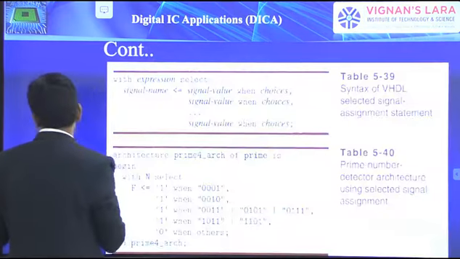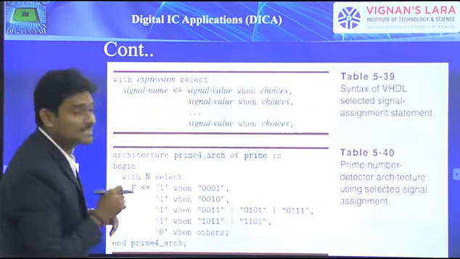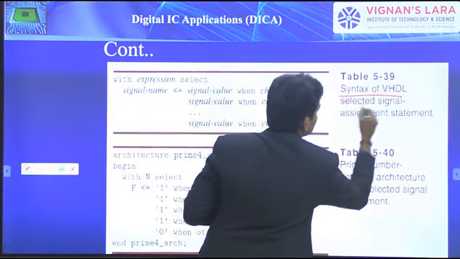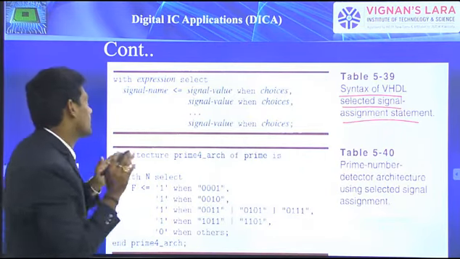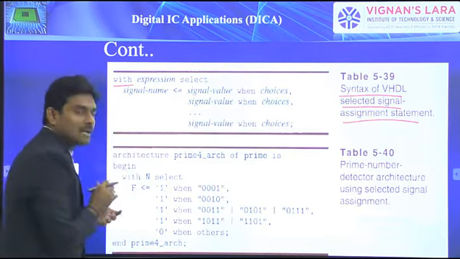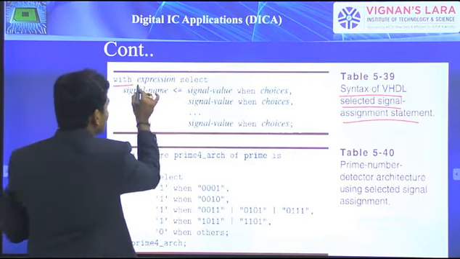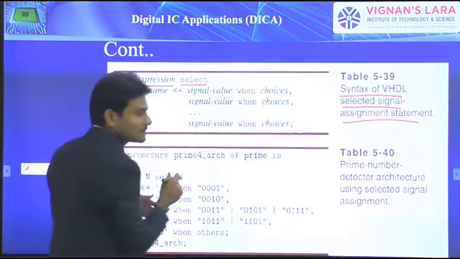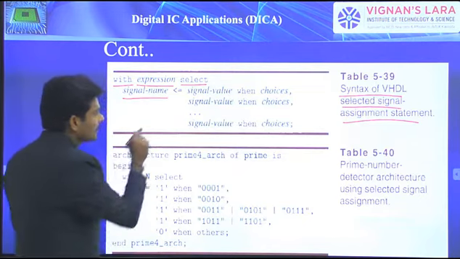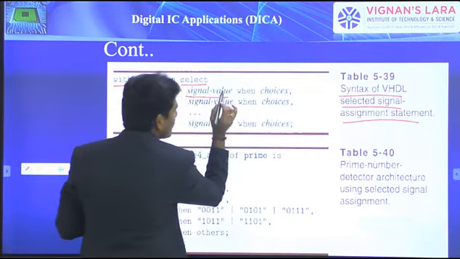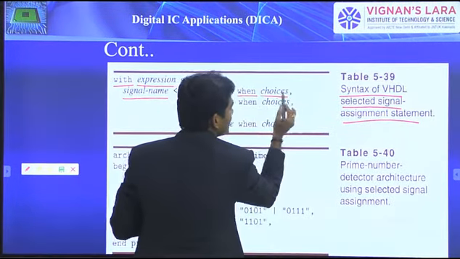So this is how the syntax looks. Syntax for the VHDL selected signal assignment statement. It starts with the keyword with, and next an expression, then select. Select is a keyword. After that, signal name less than or equals to signal value, when is a keyword, then choices.